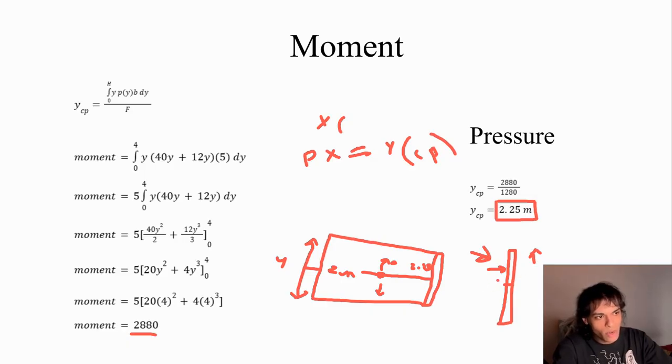Okay, so therefore, the pressure at the center of pressure, YCP, is going to be lower if YCP was equal to PY. Okay, and so this is quite simple and straightforward.